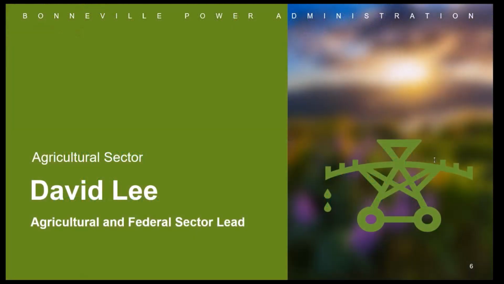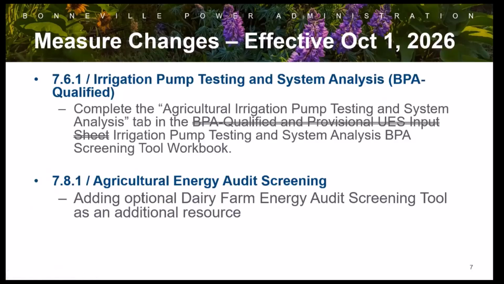David Lee, I'm the Agricultural and Federal Sector Lead. We just have two very minor changes for ag in this upcoming IM. We're going to remove the reference to inputting information, or the requirement for the provisional UES input sheet. That information is going to be put in the irrigation pump testing and system analysis BPA screening tool workbook, which is also already a requirement for 761.